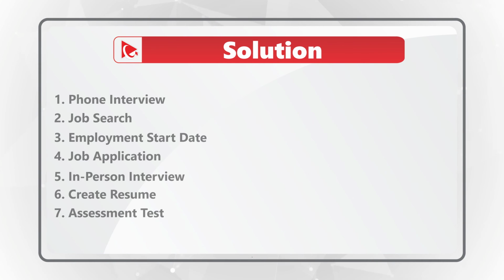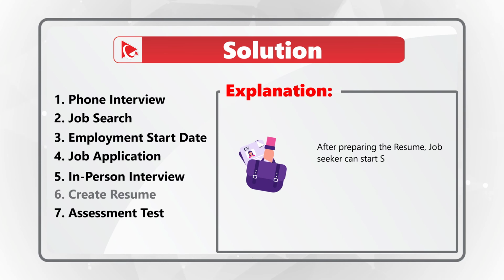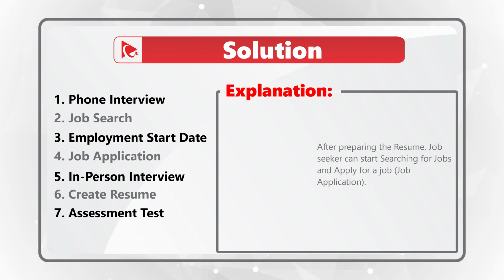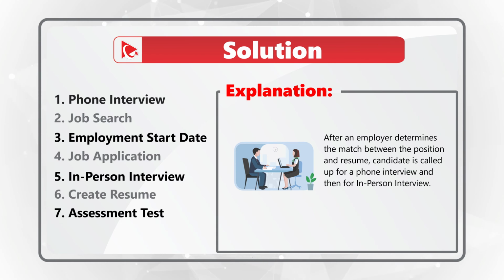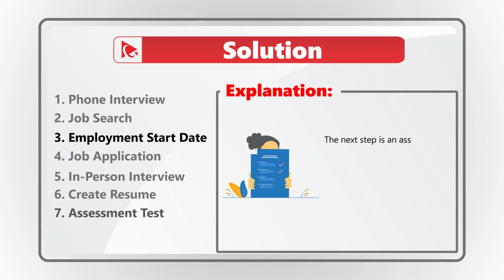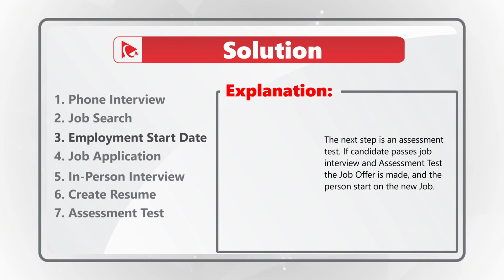In the typical job search process, after preparing the resume, the job seeker can start searching for the job and apply for the job position. This is called the job application process. After an employer determines the match between the position and the resume of the candidate, the candidate is called up for the phone interview and then for the in-person interview. The next step in the process is an assessment test. If the candidate passes the job interview and the assessment test, a job offer is made and then the person starts on the job.